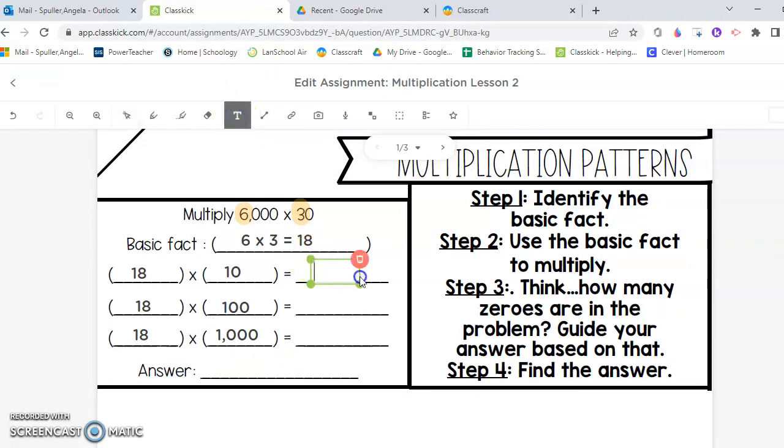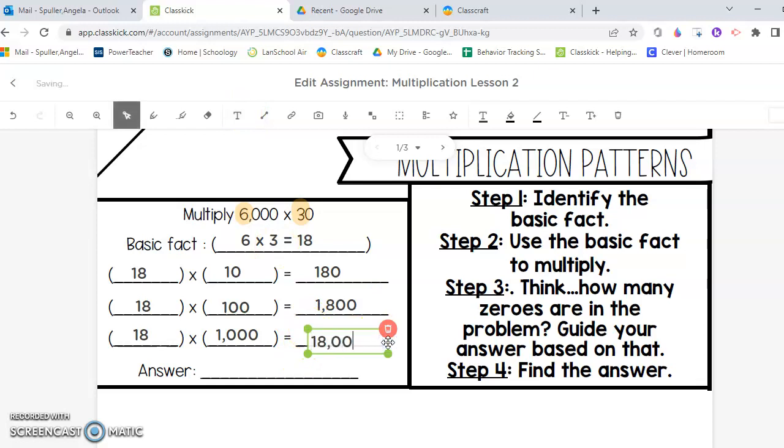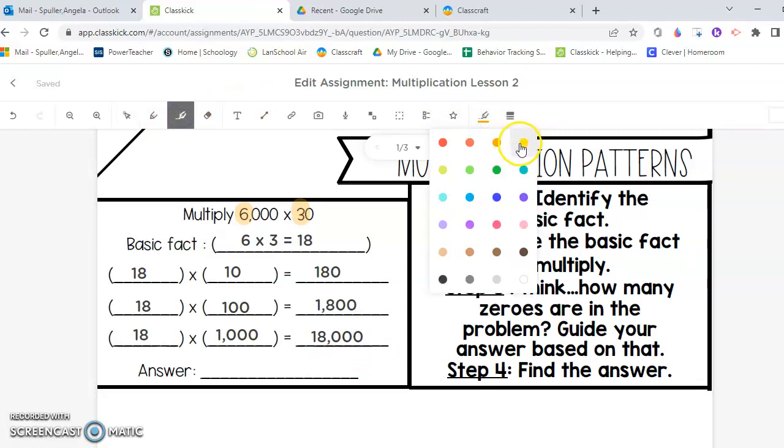Well, this is going to get me 180. This is going to get me 1,800. This one here is going to get me 18,000, right? Now, noticing here, and I'm going to get a different color so you can see this.